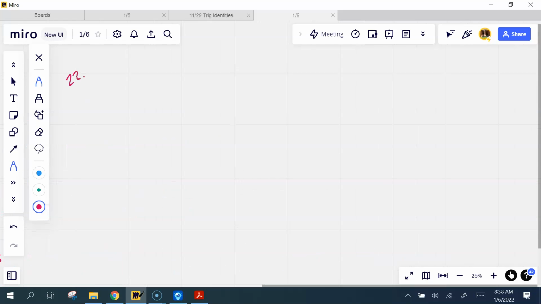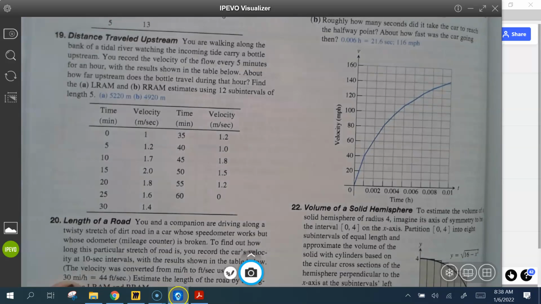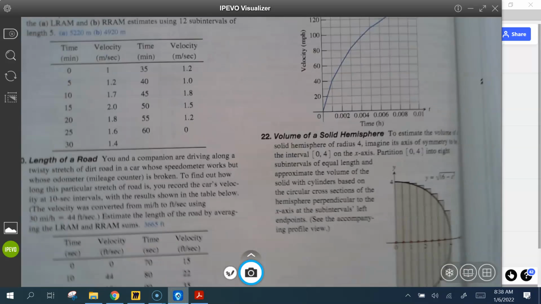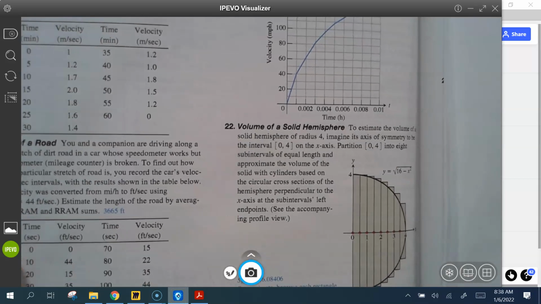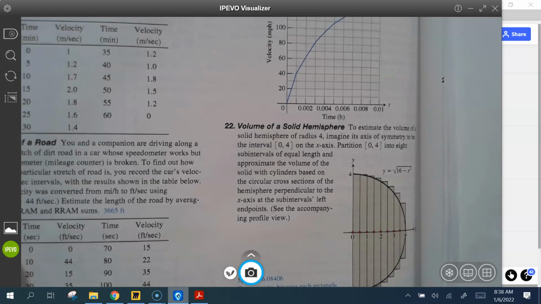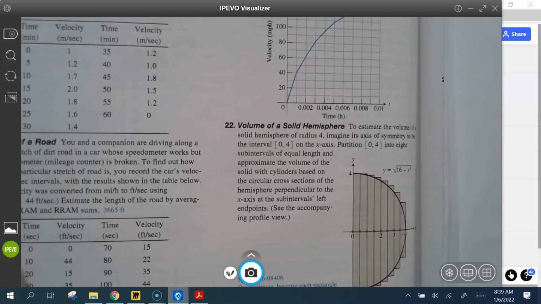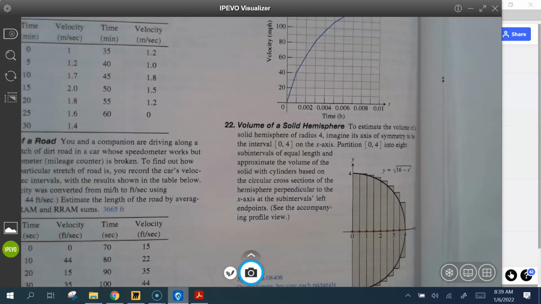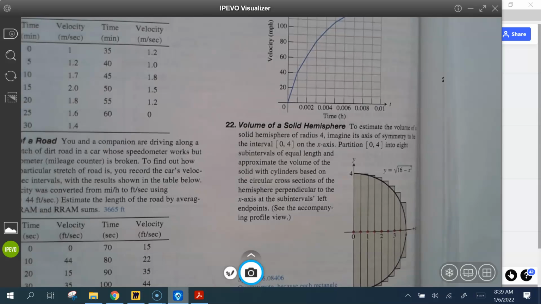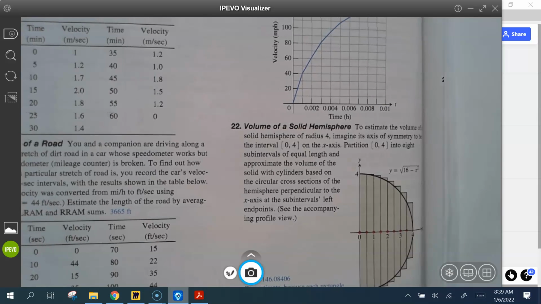All right, 22. To estimate the volume of a solid hemisphere of radius 4, imagine its axis of symmetry to be the interval 0 to 4 on the x-axis. Partition it into 8 subintervals. I don't think we did 8 in class. What did we do in class? We did 4 in class, didn't we? Okay, so we did do it. Oh, that's right, we did 8 for the whole thing, but this is just, okay.